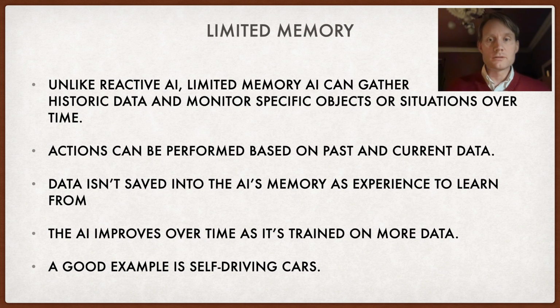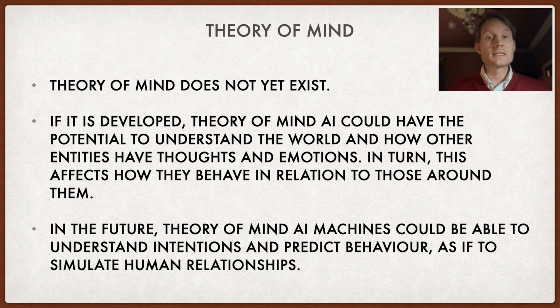The third version is theory of mind, which does not yet exist, but it's important to consider because this is the way a lot of technology is heading. So once it's developed, or if it is developed, theory of mind AI could have the potential to understand the world and how other entities have thoughts and emotions, and in turn, how their behavior will be impacted by those around them. So in the future, they could perhaps understand intentions and predict behavior in a way to simulate human relationships.